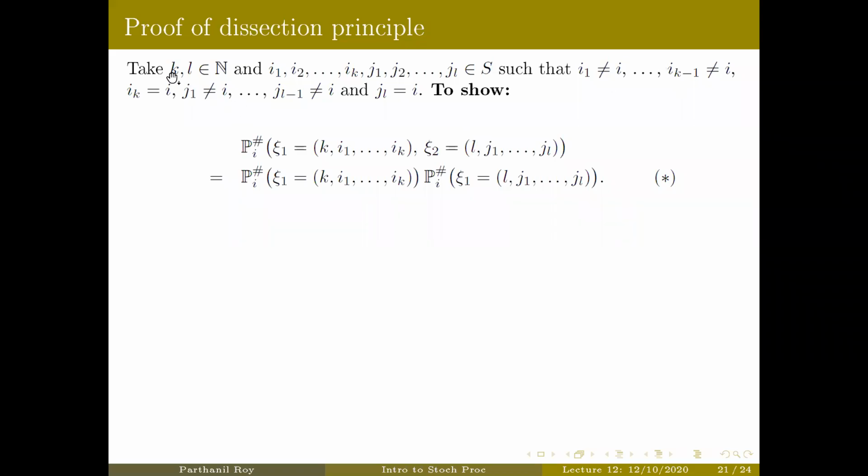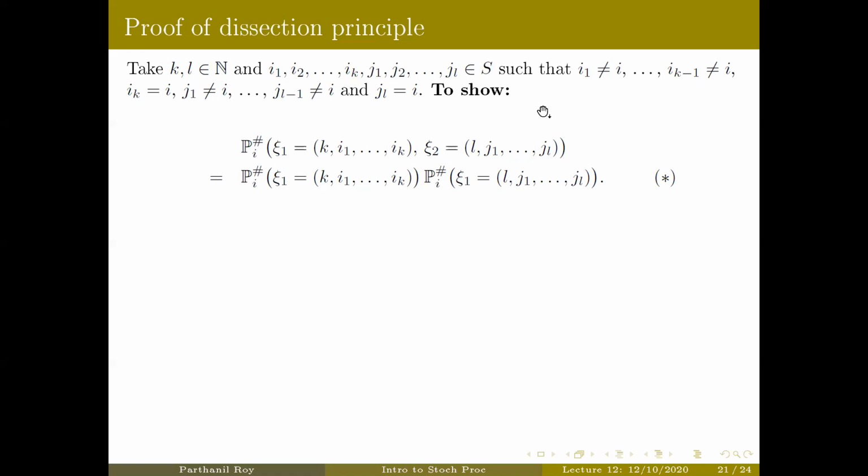So we'll take k and L to be positive integers and states I1 up to Ik and J1 up to JL such that I1 is not I, I2 is not I, all the way up to Ik minus 1 is not I, but Ik is I, and then J1 is not I, all the way up to JL minus 1 is not I, but JL is I.